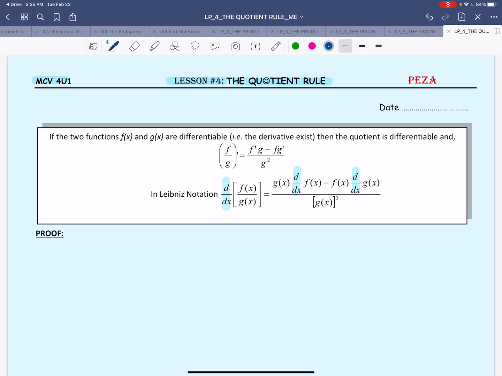As always, we are going to start with a proof. So we are going to let f of x over g of x be represented by some function h of x. And our job is to find h prime of x. So for this, we're going to ask the product rule for help. And what we're going to do is start by expressing f of x as h of x times g of x.